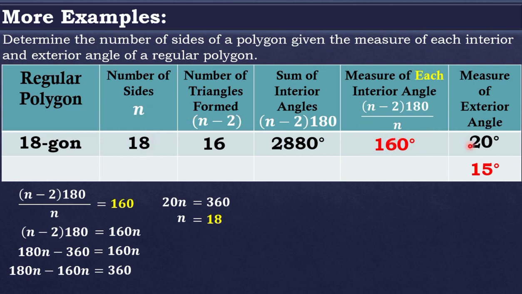Now, kanina, lumabas na ito. Actually, kapag given yung interior, makukuha mo na yung exterior niya kasi regular polygon naman siya. So, ima-minus mo siya by 180. So, that is 20 degrees. Now, let's have this one.